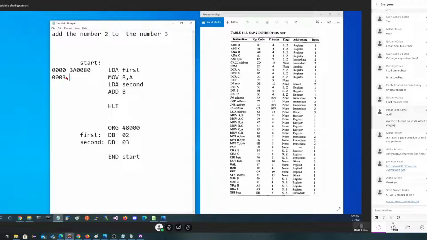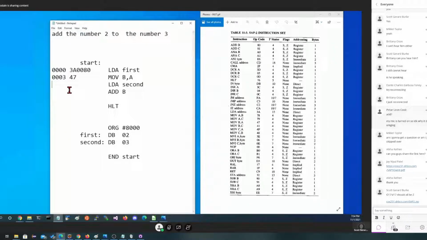We got to put a move A to B. So what is the opcode for this particular guy, and how many bytes does he take? Jamal? 47 and 1 byte. Okay, he's a 47, takes up 1 byte. So what's the address of the next instruction? Scott? In Little Endian, it'll be 0180.